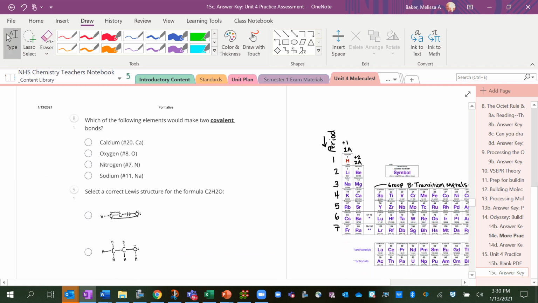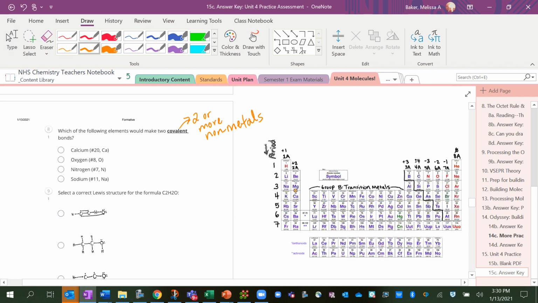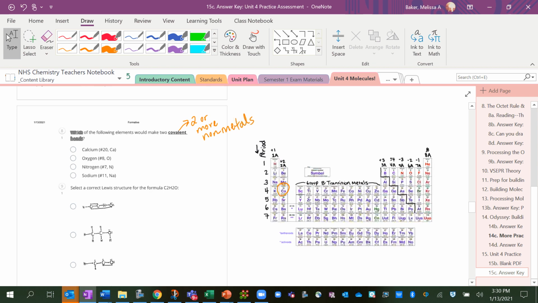Which of the following elements would make 2 covalent bonds? Now, a covalent bond is between 2 or more nonmetals. So if something is a metal, we have to eliminate it because it would not form a covalent bond. So the first element is calcium. Calcium is to the left of the zigzag, which means it's a metal. So it cannot be this one.